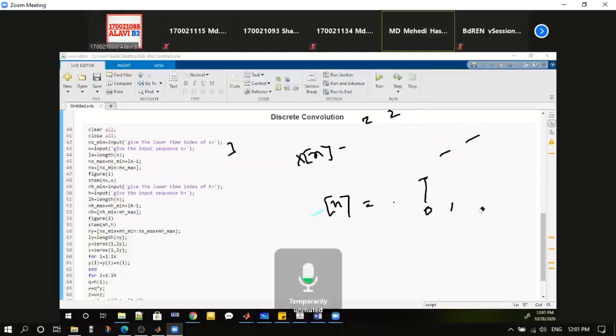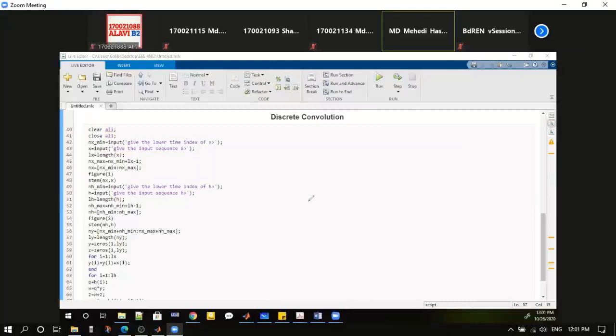Alvi? Yes, sir. From line 56. Sir, in line 56, we are creating the minimum value of both x and y, and we are adding them and we are creating an array, and it ends at maximum. So here you actually determine what will be the index of y or the length of y, isn't it? Yes. Sir, for our case the length is from 0 to 3. So we have to determine the length.